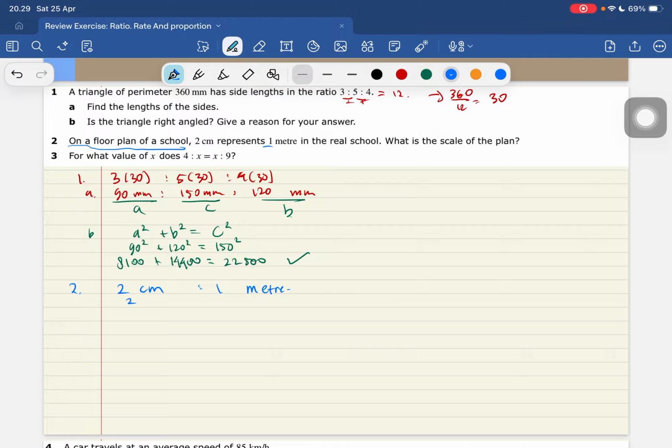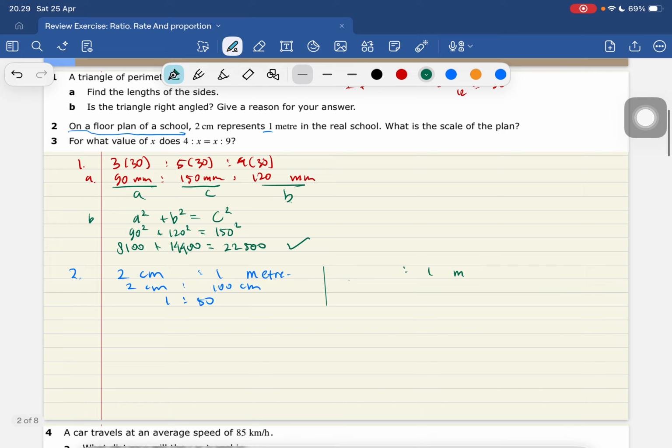So here is 2 centimeter and then 100 centimeter. Both of them we divide by 2. So we got 1 to 50. Or another option, if you would like to make both of them into meter, here is 1 meter, here is 0.02 meter. Okay, yeah, still going to be 1 to 50.